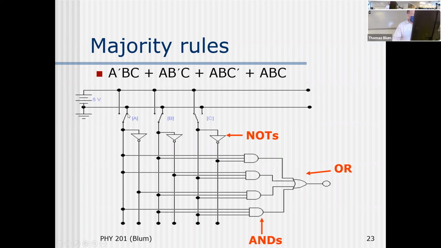I have a switch here. I have 3 switches, one for A, one for B, one for C. And A can switch between the low and the high. Right now it's low. The B can switch between the high and the low. Right now it's low. And the C can switch between the high and the low. Right now it's high.